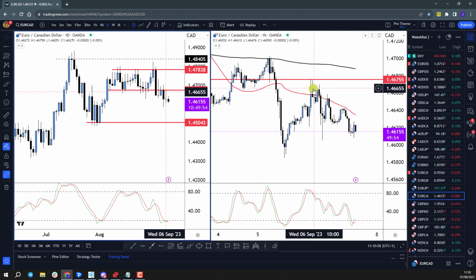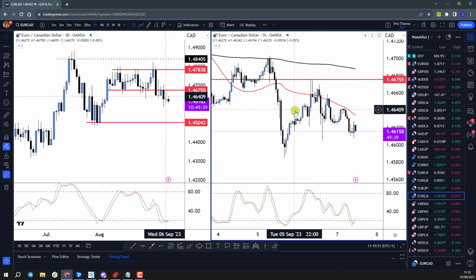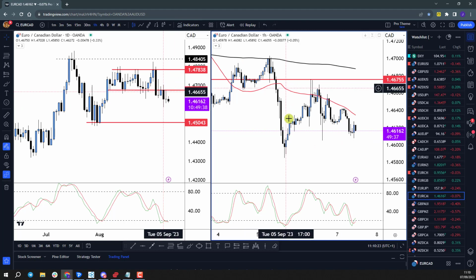Looking at the hourly, we had a nice little move in here. Look, the price came up into our averages, back into that sort of 146.75, and then we had the breakdown of the stochastic, and prices followed through so far. So yeah, we could be looking at something here.